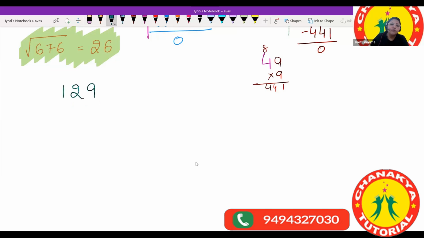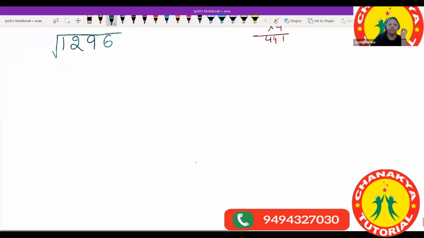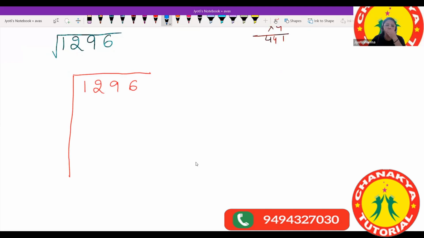Square root of 1296. Do this. Only 2 minutes. I'm going to give you only 2 minutes. Let's see how many of you are going to do it. See, sometimes I may sound a little strict, but the thing is I don't want you to miss anything. That's the only thing. See, this time you got 2 digits in your first pair.